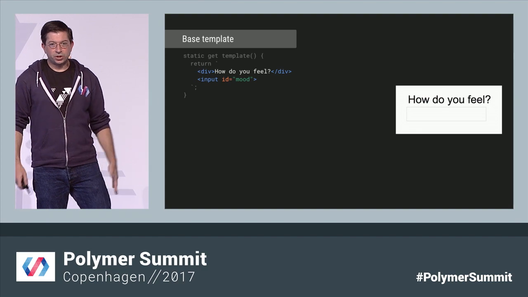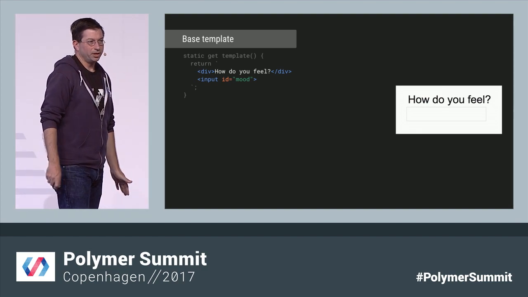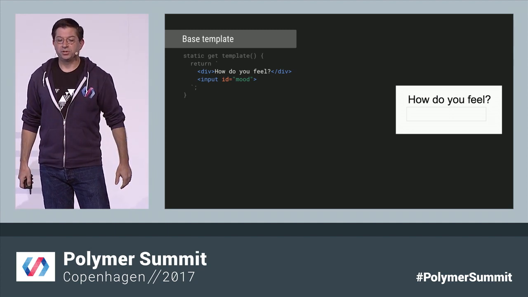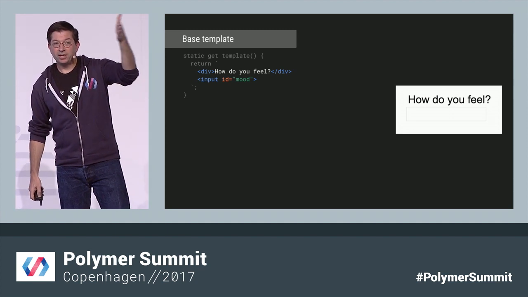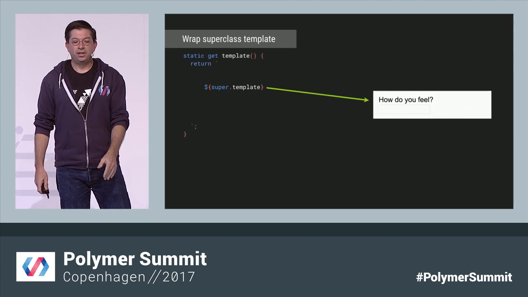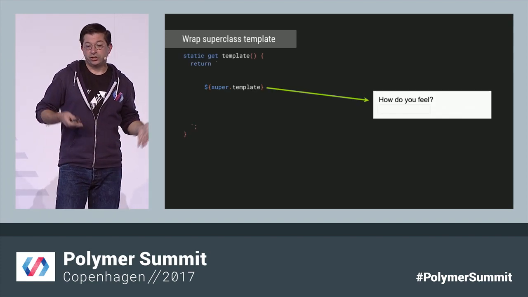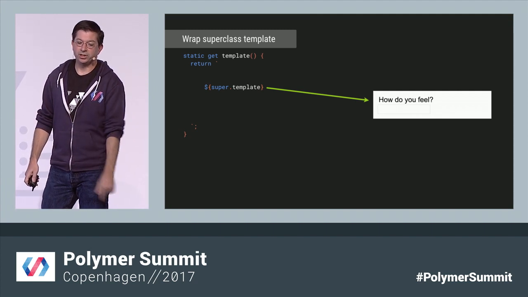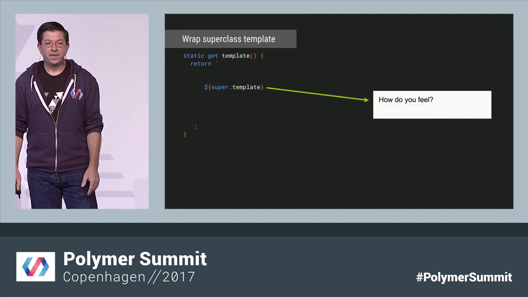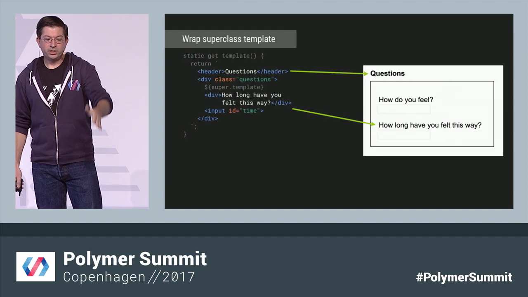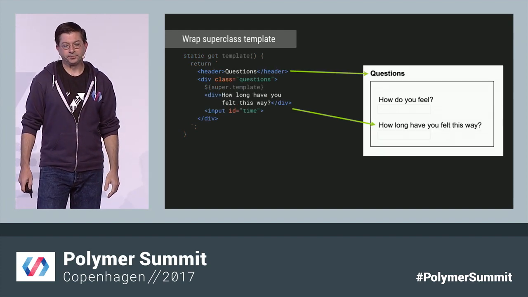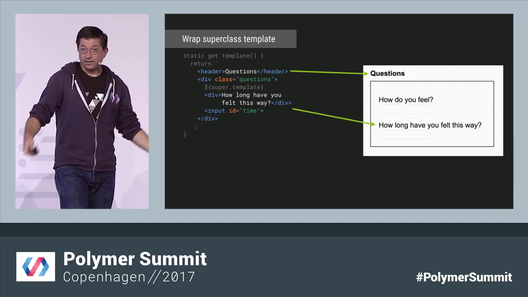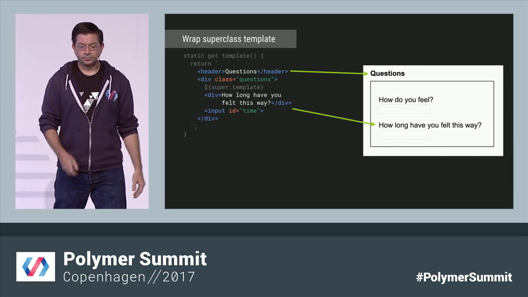This is just a contrived example so we can see what's going on, just a simple element that asks, how do you feel, and then has a little input to respond. Now, if we make a subclass of this, we'll define the template here and just use a string template literal and the native syntax here to refer to the super template. We get that for free. And then if we want to do the wrapping, we can just go ahead and insert the content like that, adding a header there and then adding another question. We get that for free, so that seems pretty good.